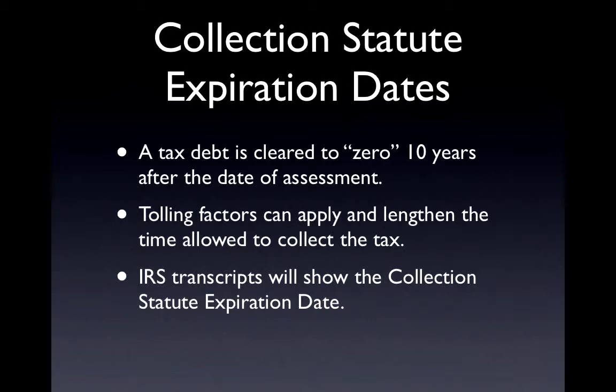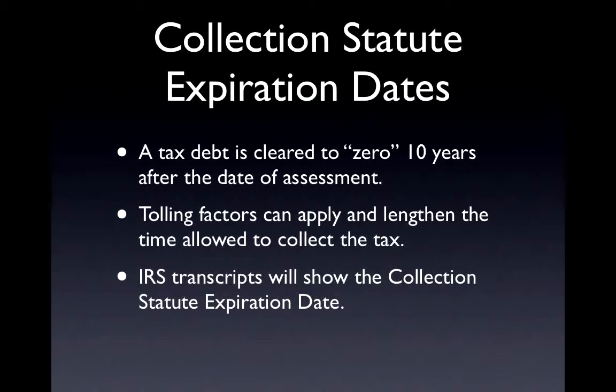But you go ahead and you file on September 9th, then all things remaining constant, let's just assume that they accept your return and they assess the tax on September 9th. That'll be the assessment date that the 10 years will start to run from. Now, there can be multiple assessment dates, so let me give you an example.